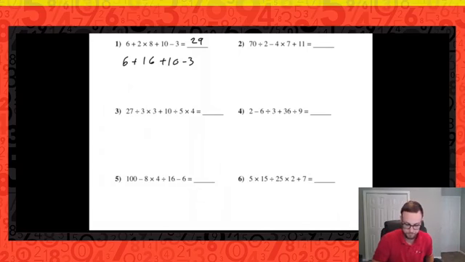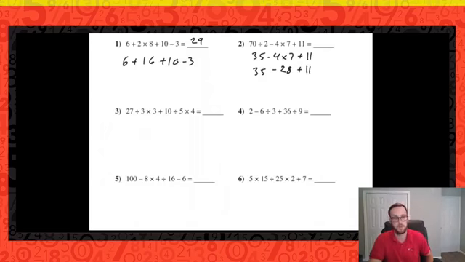All right. Number 7. I have to do my division first. It's all the way on the left. So that gives me 35 minus 4 times 7 plus 11. So we'll go ahead and write out the second step here as well. 35 minus 4 times 7 is 28. Very nice. Plus 11. So let's see if we can do this step mentally. 35 minus 28 is 7. 7 plus 11 is 18. Very nice.